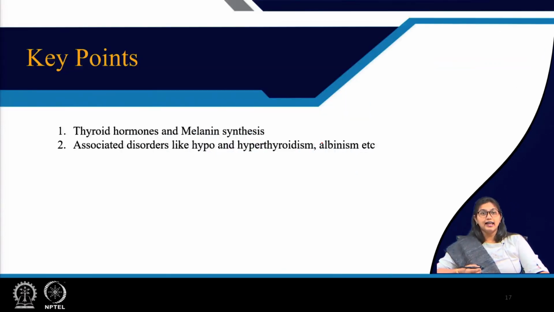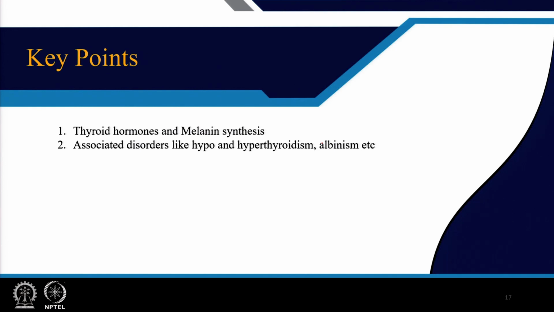So, this is albinism we have discussed. These are the key points of this class. We have discussed thyroid hormone synthesis, its related disorders, and also melanin synthesis, its related disorders. So, we have discussed hypo and hyperthyroidism as well as albinism.